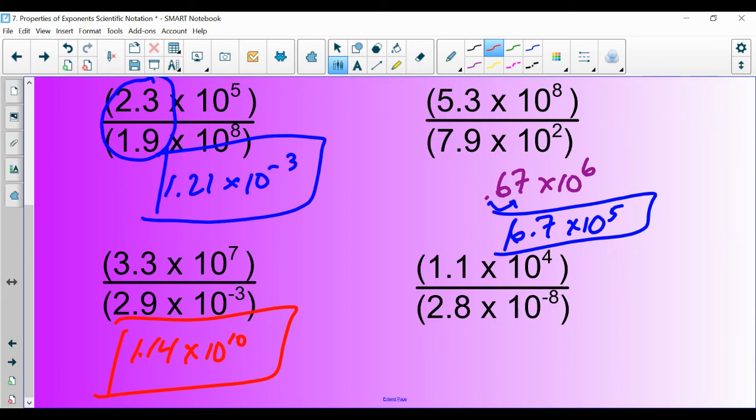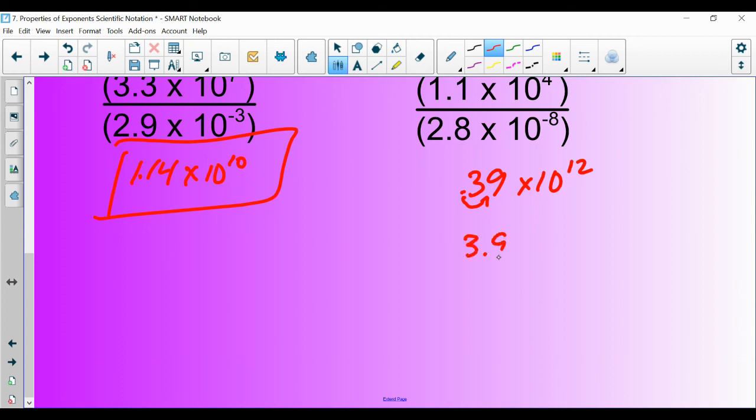And then the last one, 1.1 divided by 2.8 is 0.39 times 10. 4 minus a negative 8 is actually 12. Now remember, our number here is too small. We have to increase the number, and when we increase it over here, we are going to decrease the exponent. So our answer would be 3.9 times 10 to the 11th. Now my number, my a term, is between 1 and 10, so that is a good answer.